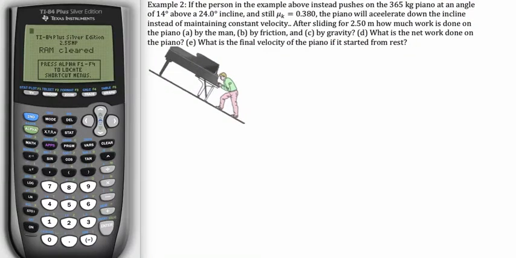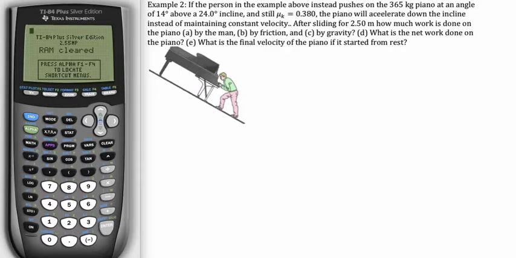Okay, in this problem, we're looking at work done by a few different forces and at different angles relative to the object that is having the work done on it, which is a piano. So a person here is pushing a 365 kilogram piano at an angle of 14 degrees above a slope. And the slope has its own angle of 24 degrees.